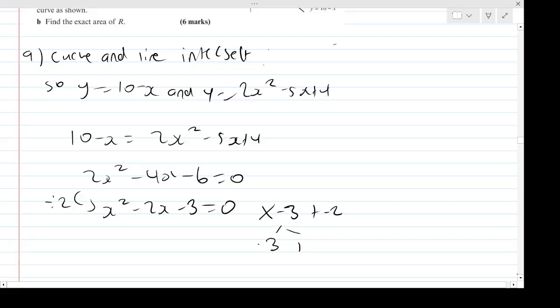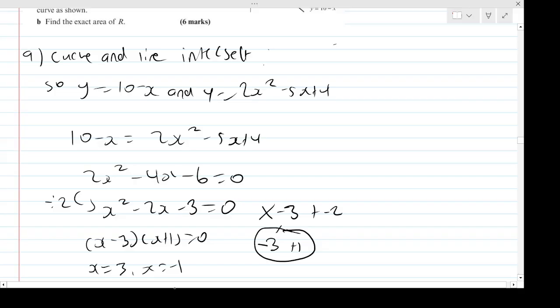So I could actually get minus 3 and plus 1 as my factors. Because then minus 3 times 1 is minus 3. Minus 3 add 1 is minus 2. That's great. So it factorises: x minus 3, x add 1 equals 0. So x is 3, or x is minus 1.